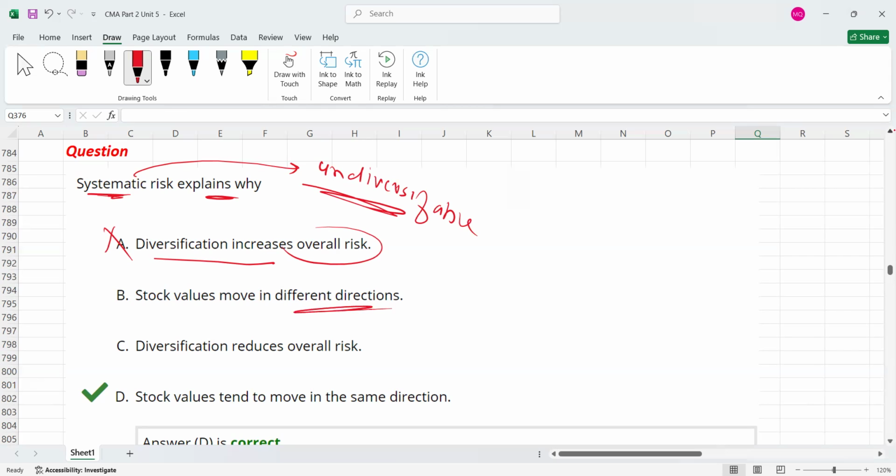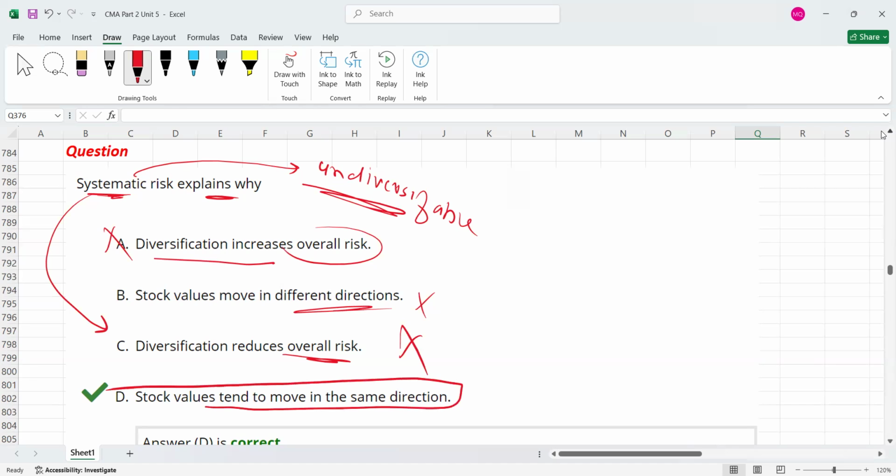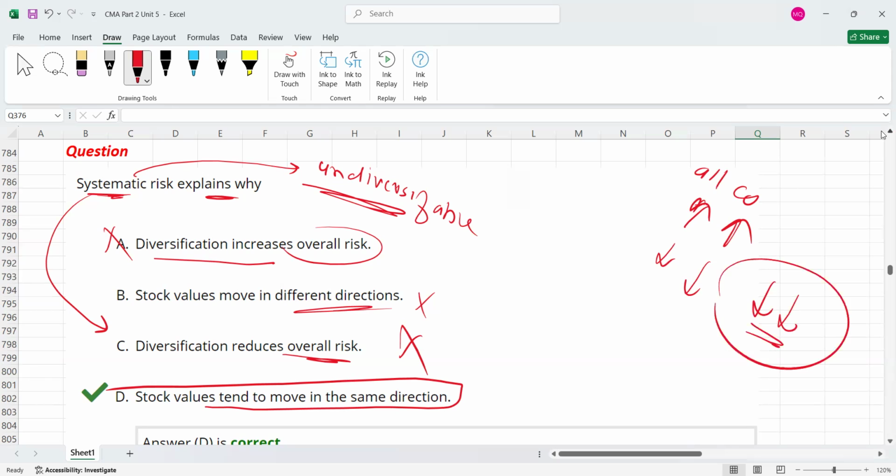Stock values move in different directions? No, diversification reduces overall risk, but systematic risk is not diversifiable risk, so it is incorrect. Now, stock values tend to move in the same direction. Actually, this is the correct option. Why? Because systematic risk will affect all companies. If economic conditions are good, all companies' stock prices will increase. But if there is an economic recession, all companies' stock prices will decrease. For example, if there is a war, all company stock prices will decrease. It means stock prices will move in the same direction. Either all will increase or all will decrease. So this is the correct thing.